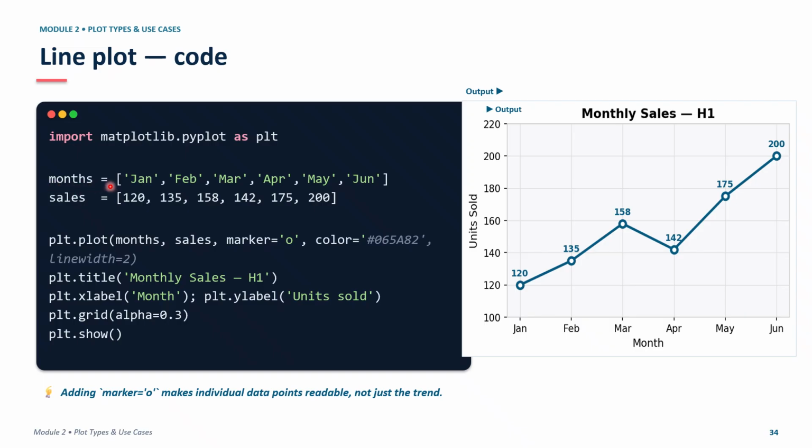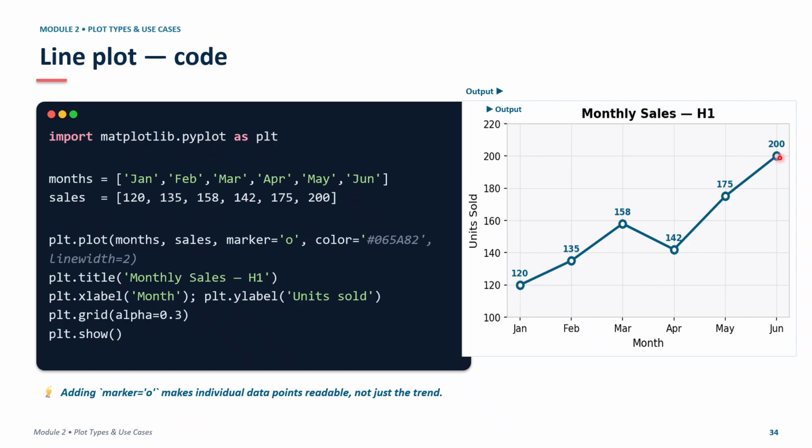So we are going to write down the months: Jan, Feb, March, April, May, and June. So this is for the x-axis data. The months have been taken as strings, and matplotlib places the string values evenly spaced in the order you provide them. And sales has the values 120, 135, 158, 142, 175, and 200. So this is going to be your y-axis data, the units sold each month. This list must be the same length as the months, because both should have the same 6 elements.